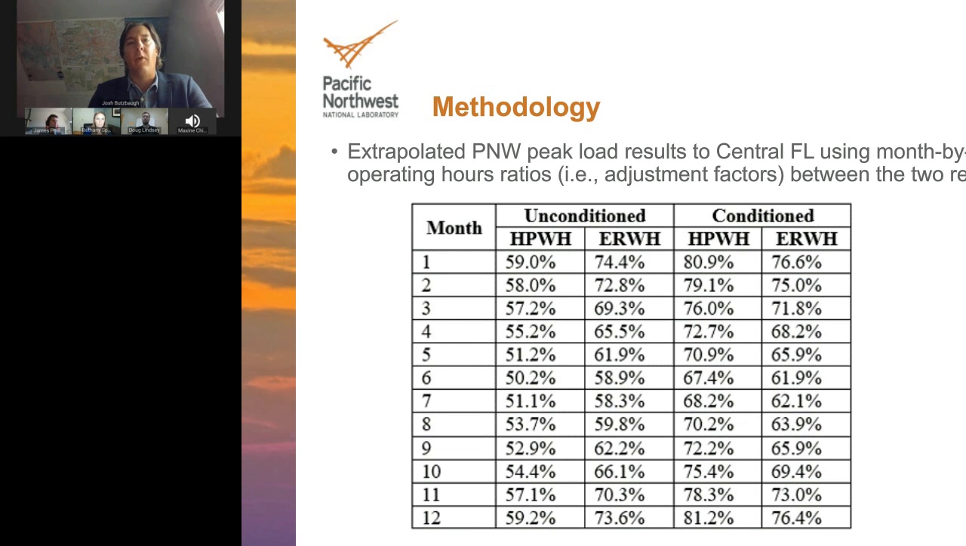You look at month one, which is January, for an unconditioned heat pump water heater, you see 59%. So let's say in the Pacific Northwest, it's 100 watts power draw on an hourly average. You apply that 59%, and you get 59 watts for Central Florida. So that's just a hypothetical example of how those adjustment factors are used for those ratios.